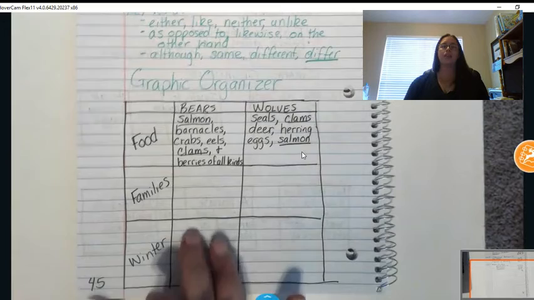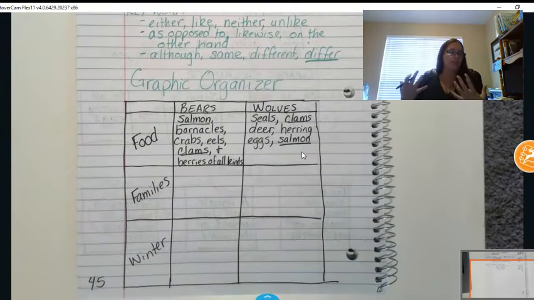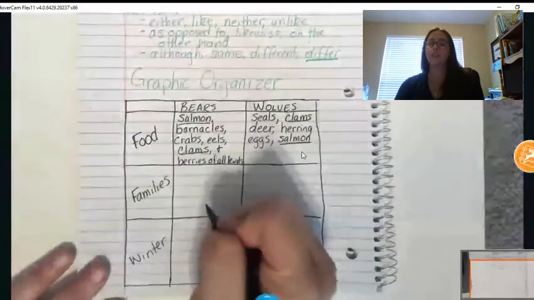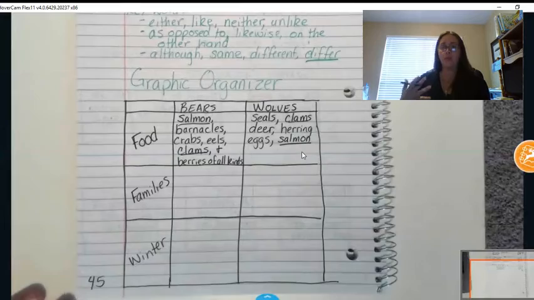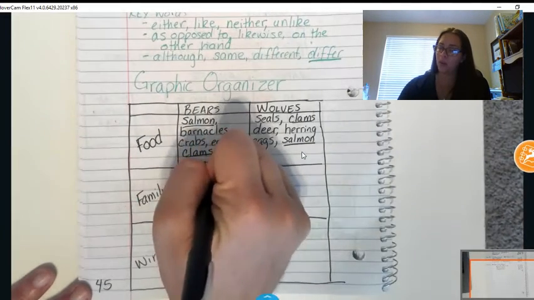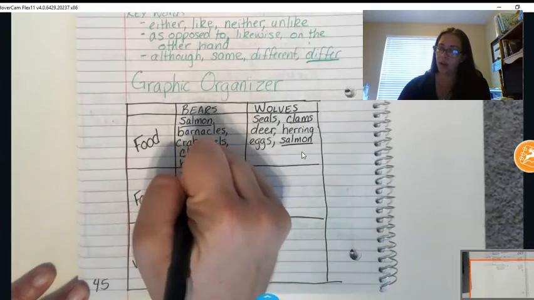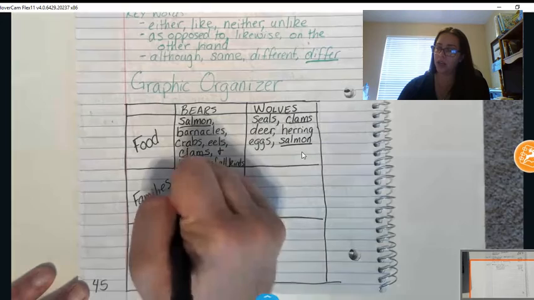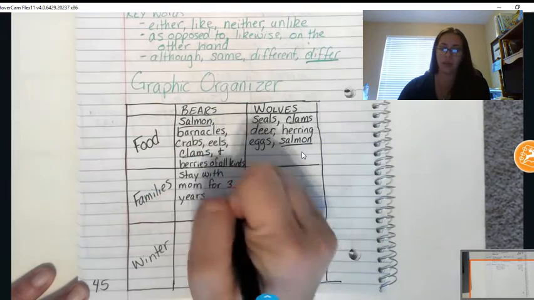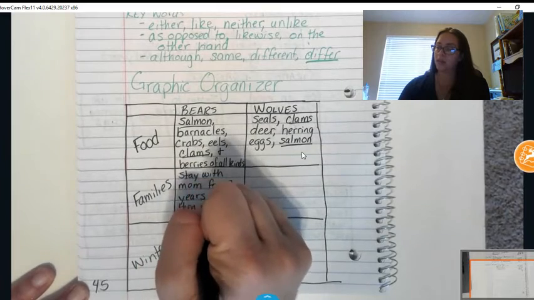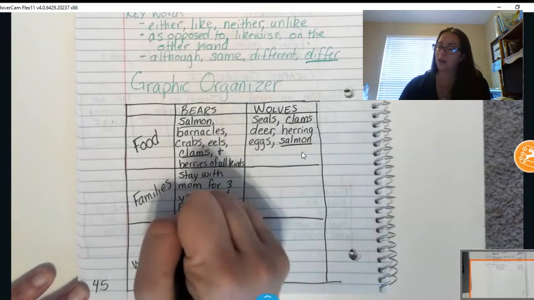All right, so the next thing that we're going to talk about are the bears and the wolves and their different families, and how do they live? Do they live in a family unit? Do they live by themselves? And so with bears, we read in the book that bears stay with their mothers, or stay with mom, for 3 years. And then go out on their own.